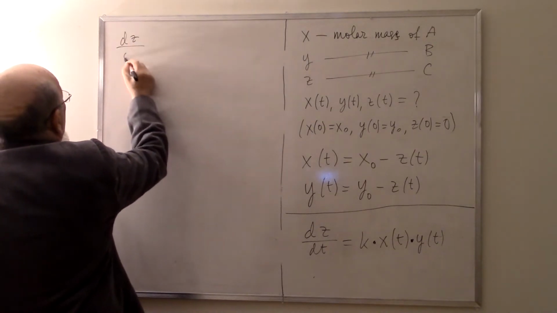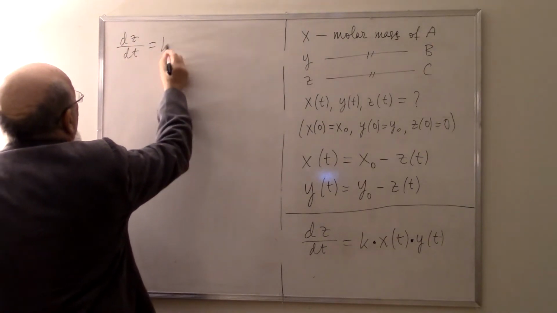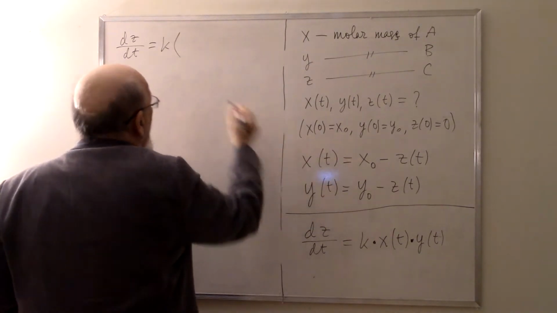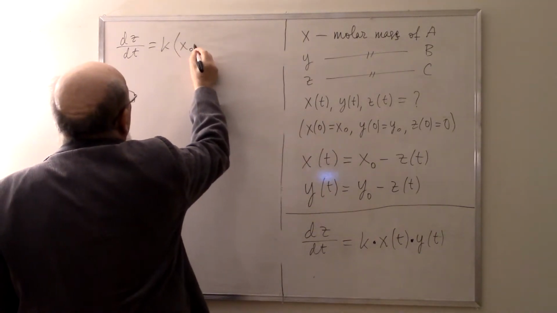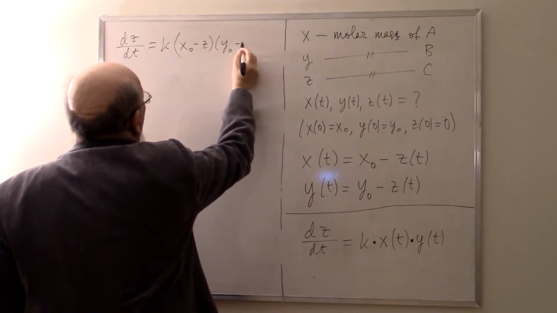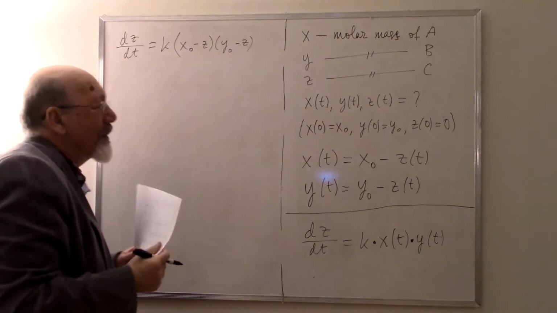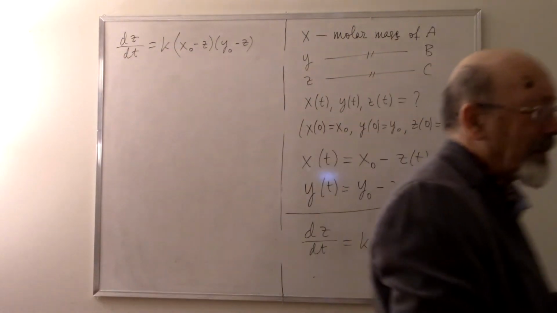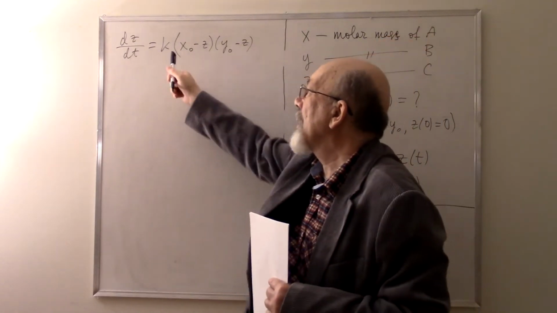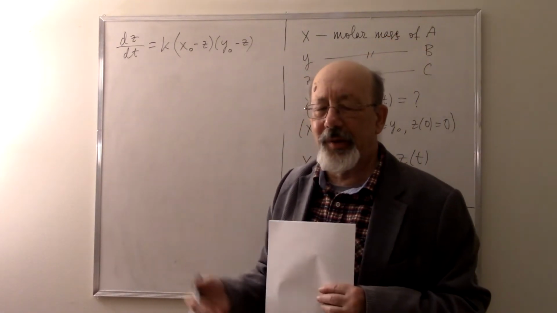dz/dt equals k (x0 minus z)(y0 minus z). K is a constant specific for this reaction.